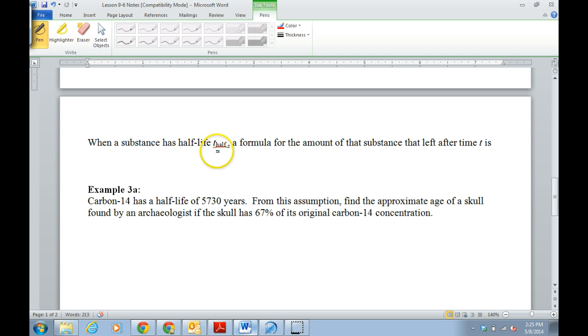So when a substance has a half-life, t half, a formula for the amount of that substance that's left after time t is the following. And this is how it's derived. It's kind of confusing. So remember, we talked about half-lives last semester, I think it was, wasn't it? So A over 2 is the same as A times b to the t half. Okay? So A is your beginning amount, right? That's A over 2.